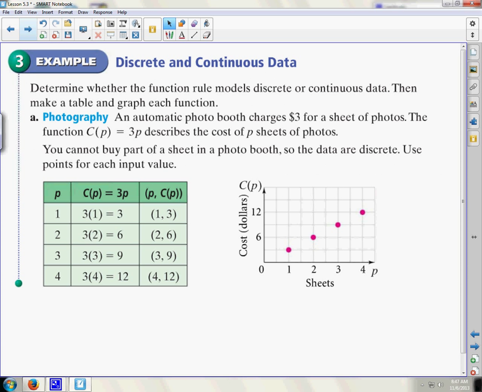So discrete and continuous. Determine whether the function rule models discrete or continuous data. Then make a table and graph each function. An automatic photo booth charges $3 for a sheet of photos. The function C of P equals 3P describes the cost of P sheets of photos. You cannot buy part of a sheet of a photo booth, so the data is discrete. Use points for each value. So then notice here that they just dotted. If I buy one sheet, it's $3. If I buy 2 sheets, it's $6. You can't buy 1.5 sheets. So that is discrete.